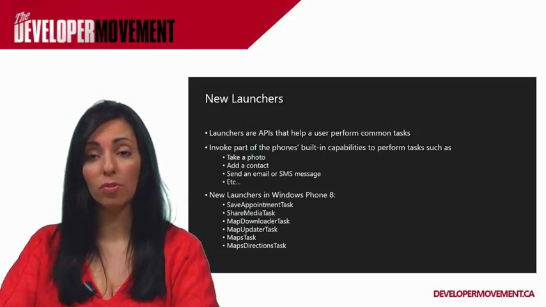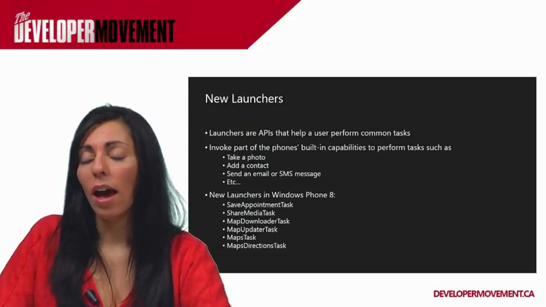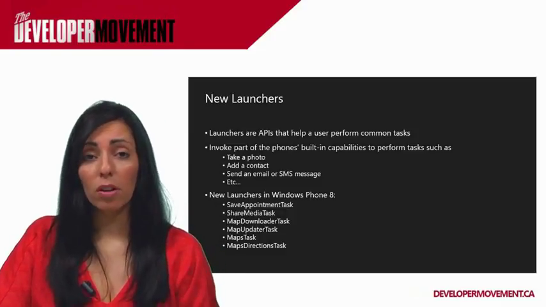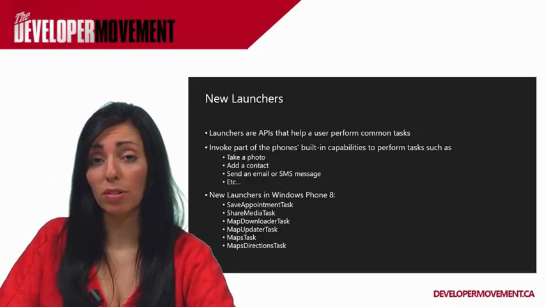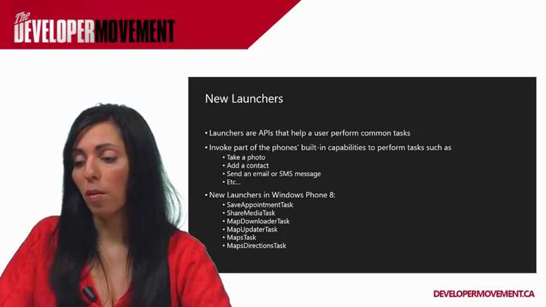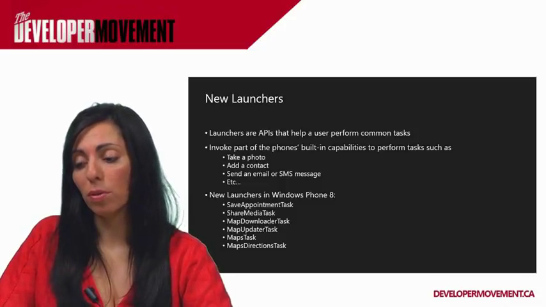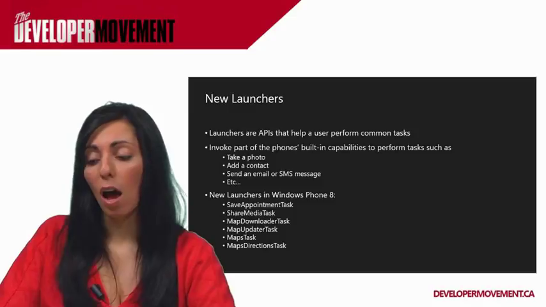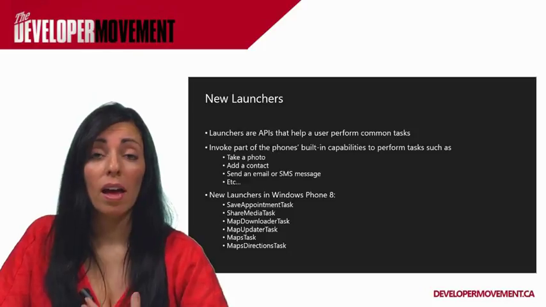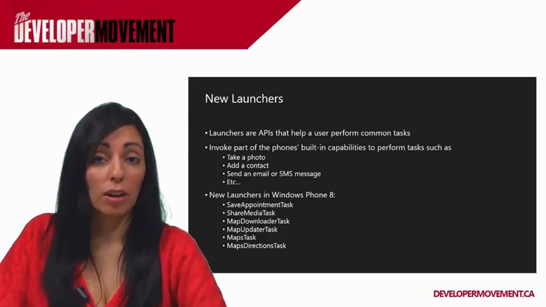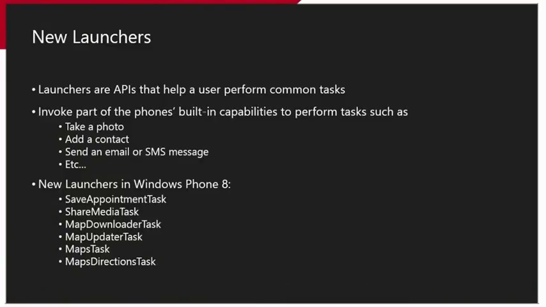There are also new launchers available. As in Windows Phone 7, there were some launchers that made it easier to provide tight device integration between your phone and your app, and that was a nice feature for users. But there are new features available, such as saving appointments, sharing media, working with maps, and things of that nature. So you'll want to explore those more in depth and see how they can enhance the allure and appeal of your app to the end users. A lot of that documentation is available at the Windows Phone Dev Center on how to implement those launchers. They're very easy to use, and there's a lot of examples online with sample code.